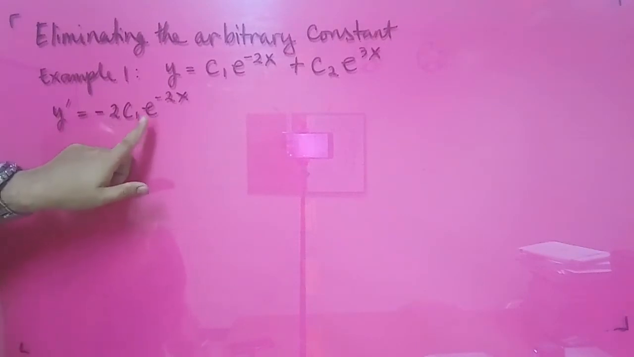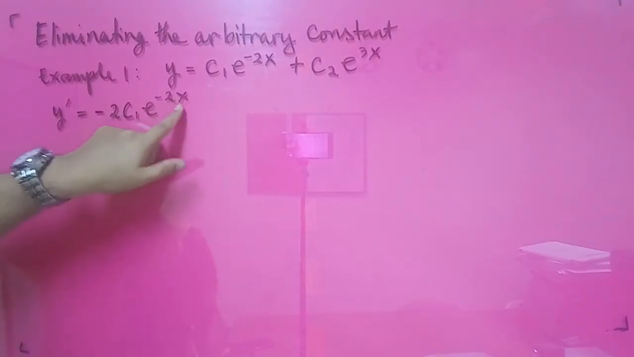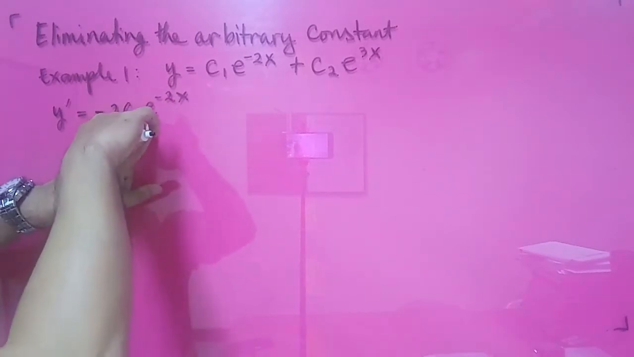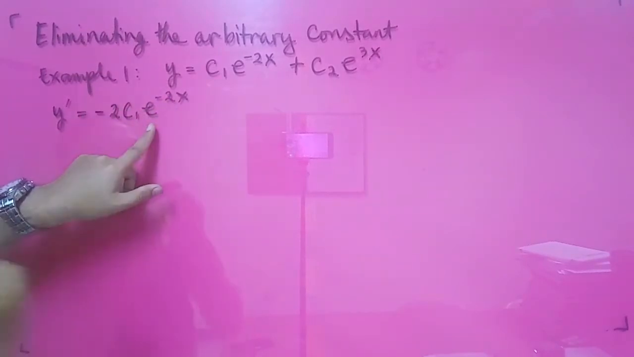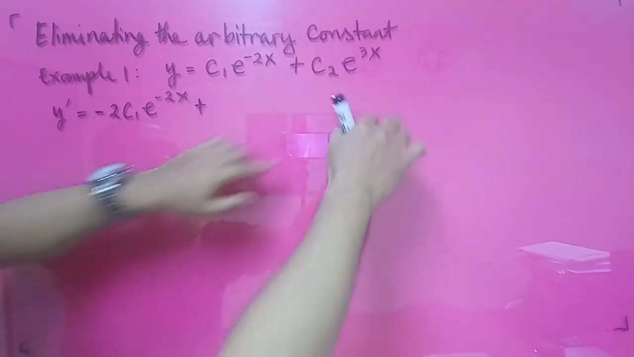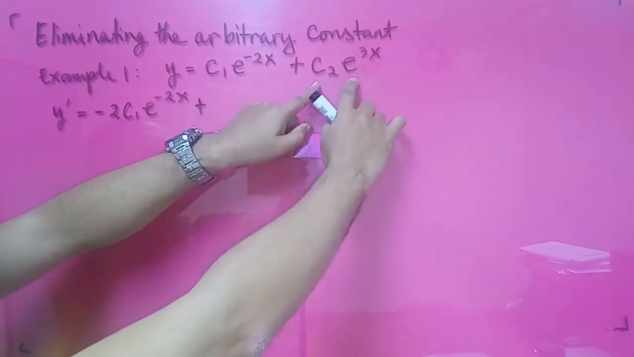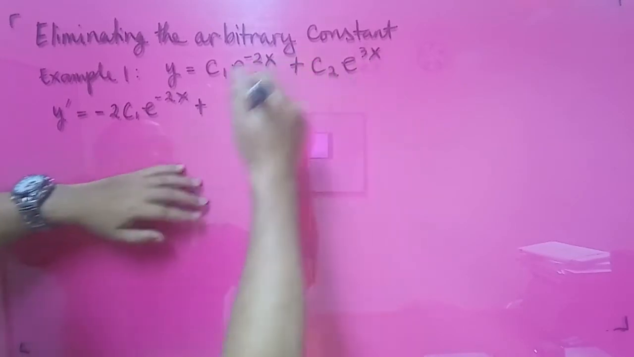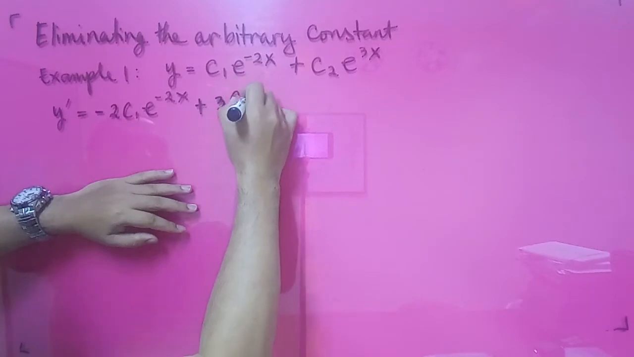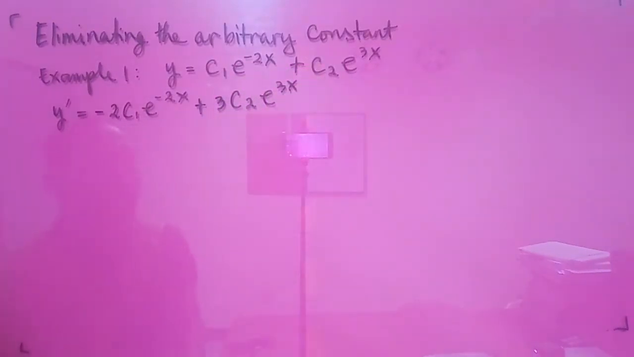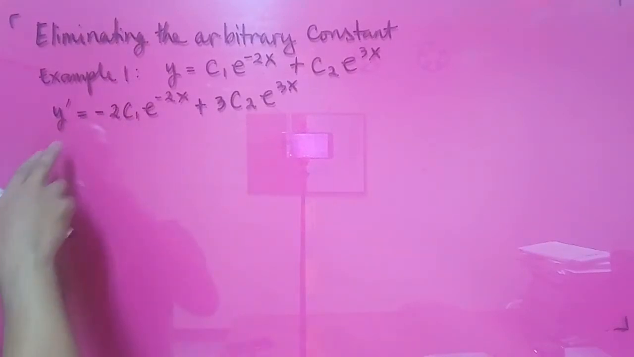Remember, the derivative of e to the u equals e to the u times the derivative of u, which is equivalent to negative 2. So this is negative 2 times c sub 1. Okay, for this case, we have here plus e to the 3x, the derivative of e to the 3x equals e to the 3x times 3 times c sub 2 equals 3 c sub 2 e to the 3x. Next, that is our first derivative.